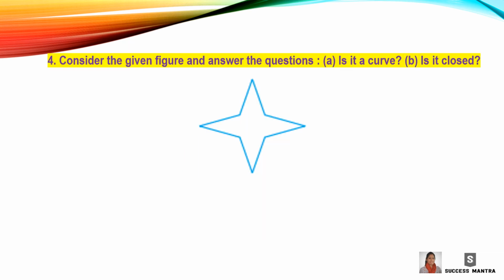The fourth question is to consider the given figure and answer the questions. Is it a curve? Is it closed? Is it a curve? Yes, it is a curve because we are drawing it without lifting the pencil from the paper. So it is definitely a curve. Is it closed? Yes, it is closed because it is starting and ending at the same point. So it is a closed curve.